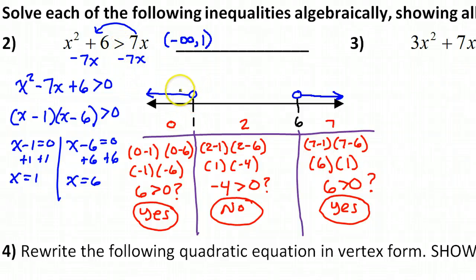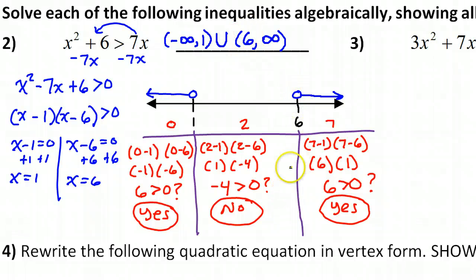And then we'll put a union symbol because we have two pieces and we want to include both of them, so you need that union. And this part goes from 6 to infinity. So I will say 6 to infinity. Again, a round parenthesis on the 6 because it's an open circle. It's not included.